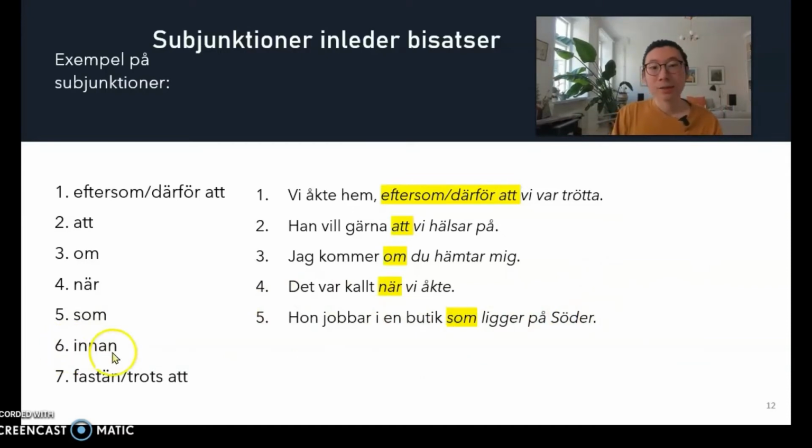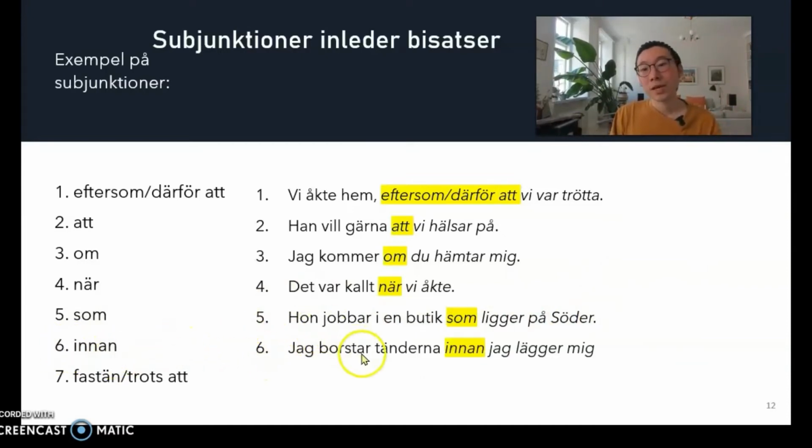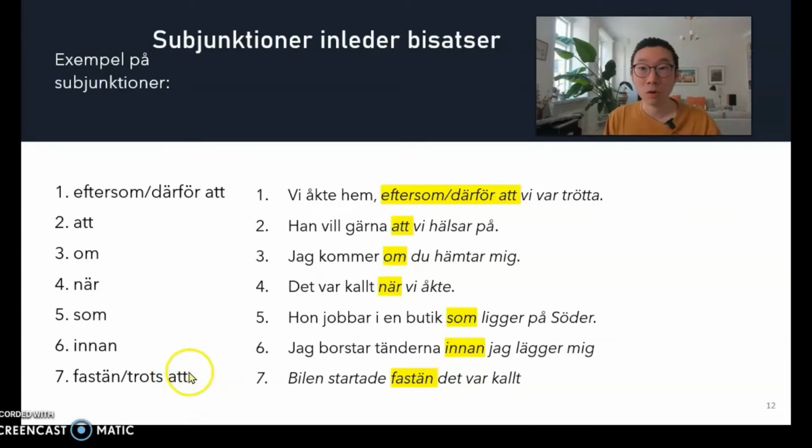Okej, innan, before. Jag borstar tänderna innan jag lägger mig. I brush my teeth before I sleep, before I go to bed. Nummer 7, fastän och trots att. Bilen startade fastän det var kallt. The car started though it was cold. So fastän is though, trots att is although. So it's almost the same rule as in English.